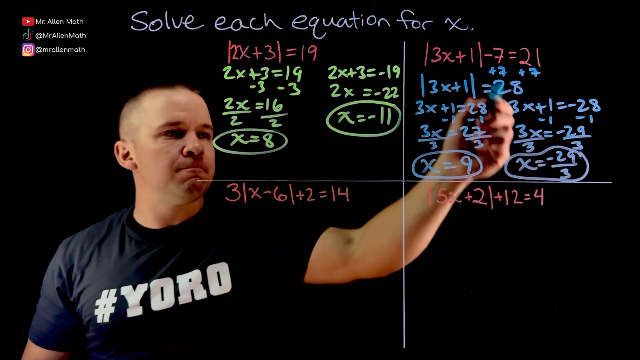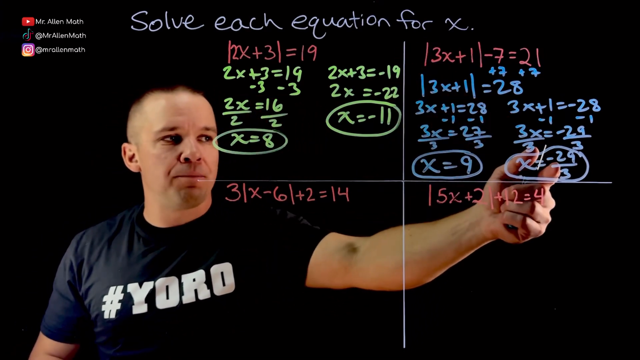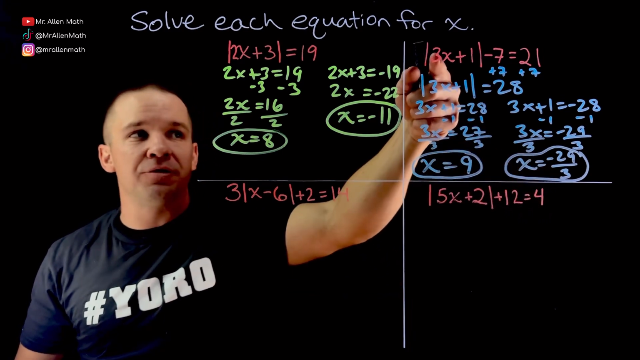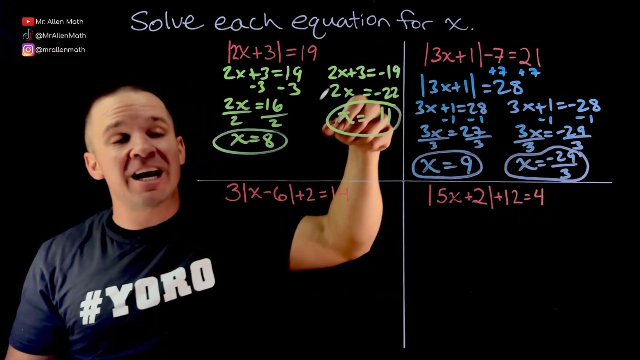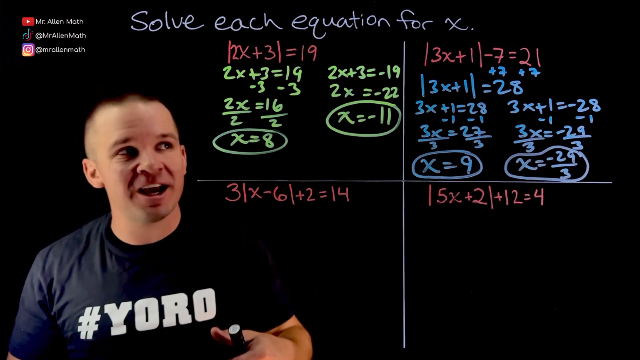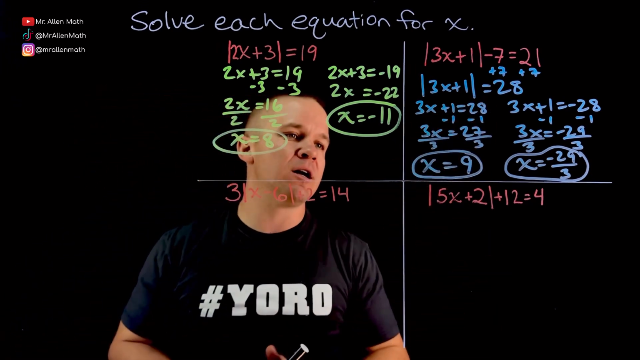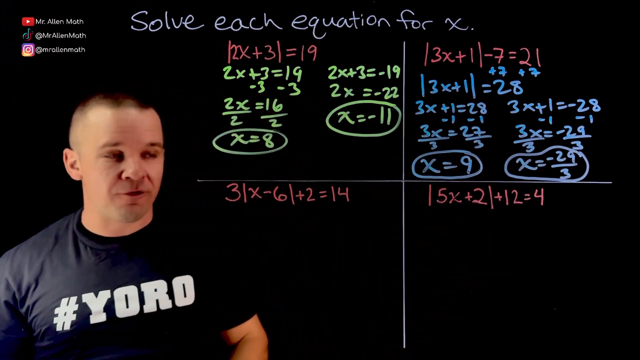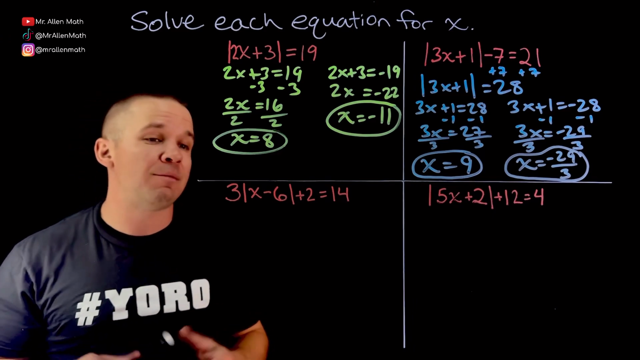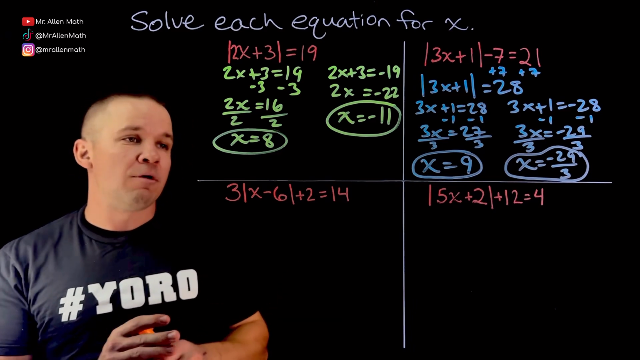But if I plug this in, the 3 would cancel out, and I'd be left with negative 29 plus 1 is negative 28. Absolute value, that's 28. Minus 7 is 21. So it does work. So don't be alarmed if you get a fraction in these. It does happen from time to time. Not a big deal.